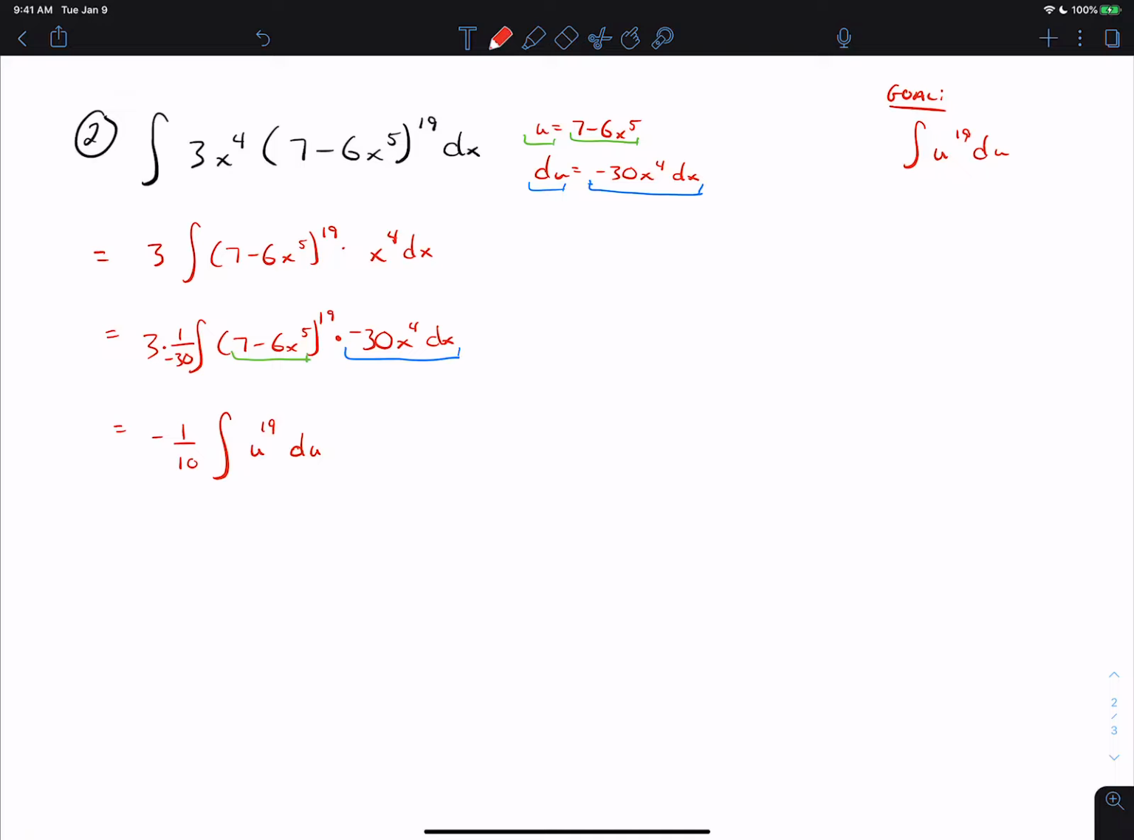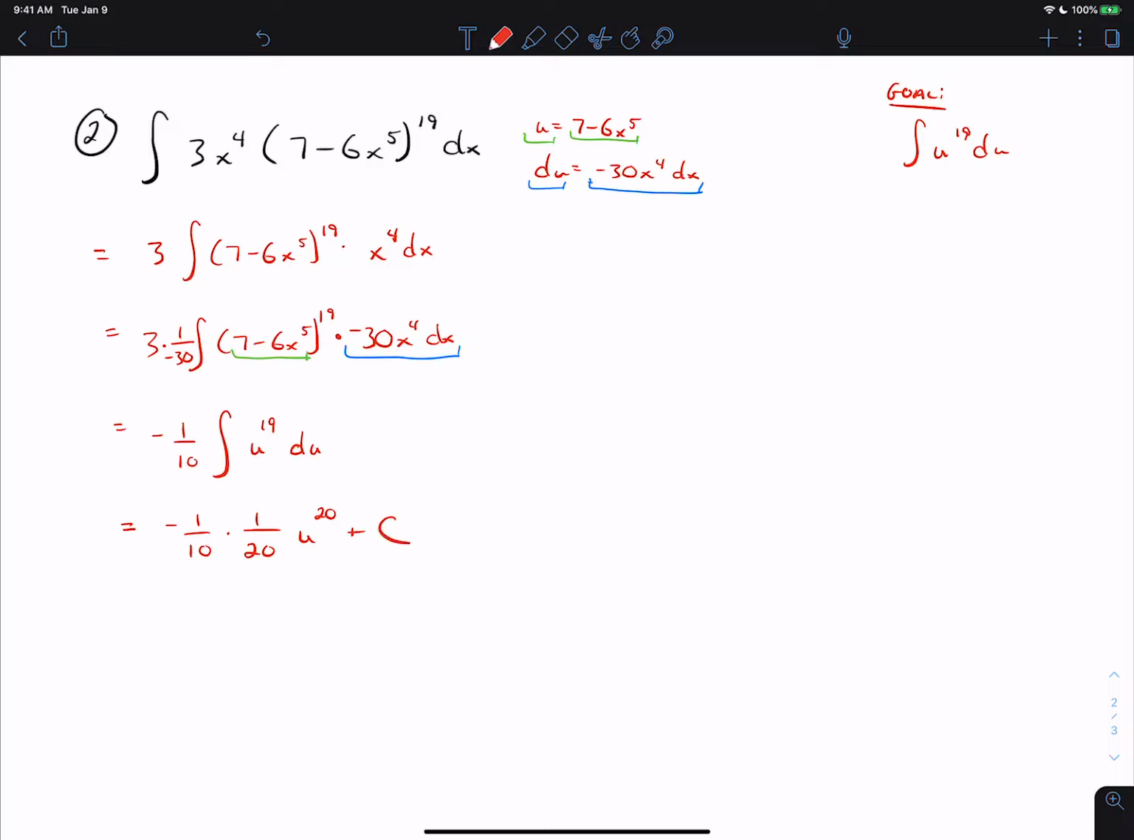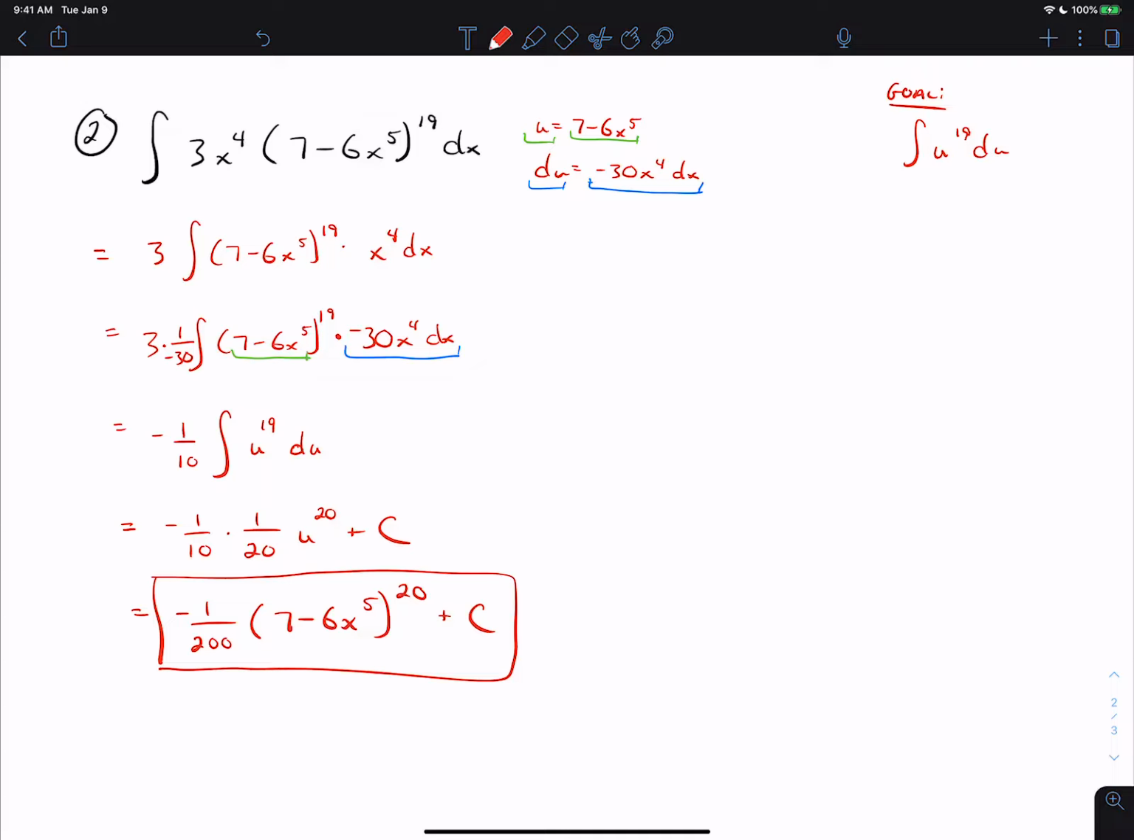Now I've got the problem in a form that we know how to do. It matches the power rule exactly. So we apply the power rule. We get negative 1/10 times 1 over 20 u to the 20 plus c. Multiplying those together, I get negative 1 over 200. But instead of u to the 20th, I have 7 minus 6x to the fifth to the 20th plus c. And that's the answer.